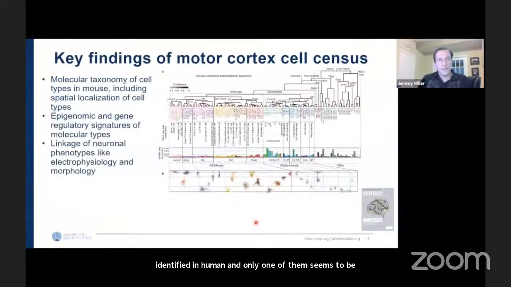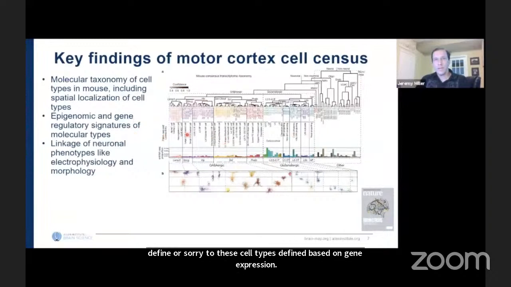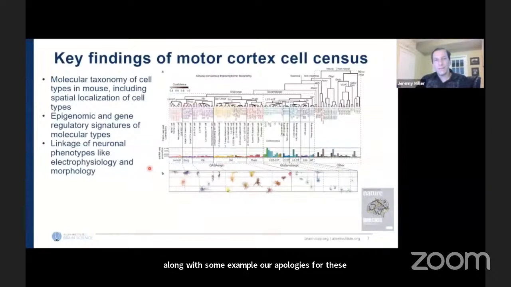In addition, the BICCN groups were able to link electrophysiology and morphology to these cell types defined based on gene expression. This row here shows the names from these PatchSeq and connectivity studies, along with some example morphologies for these different types. And there's quite a wide variety of the way they look and where they're located.